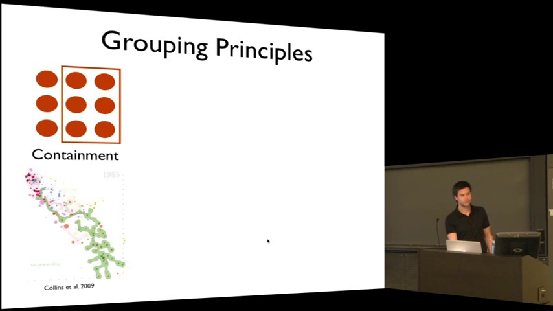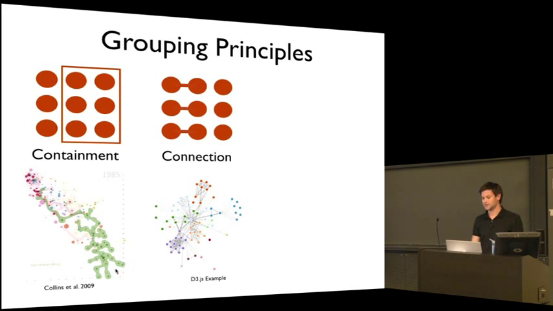Something that is really important for InfoVis is grouping principles. There is one grouping principle called containment. An example that I put here is so-called bubble charts by Collins, and they have a scatter plot and they add this shape around it to make it belong together. And this is a very strong grouping principle. It's called containment. Grouping principles are effects that we want to use to make things belong together. Another very strong grouping principle is connection.